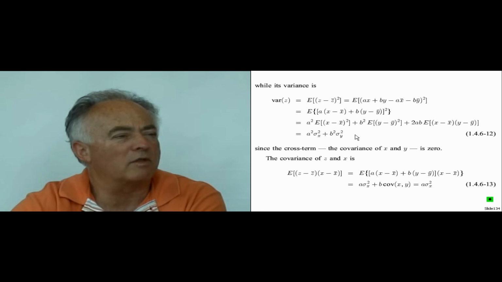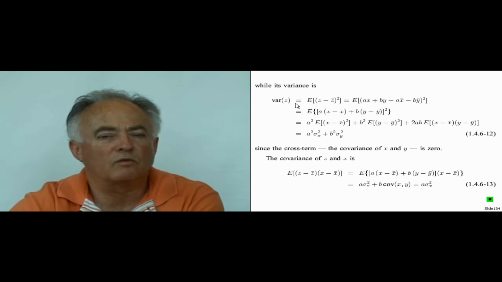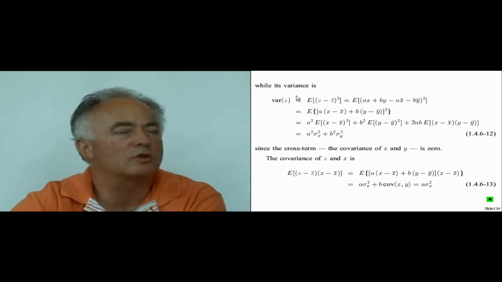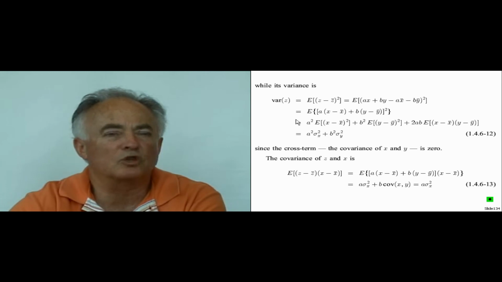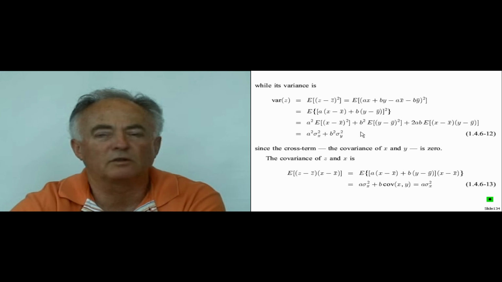So what we have now is the result that the variance of the linear combination of two random variables equals a linear combination of their variances if they are uncorrelated with each other.